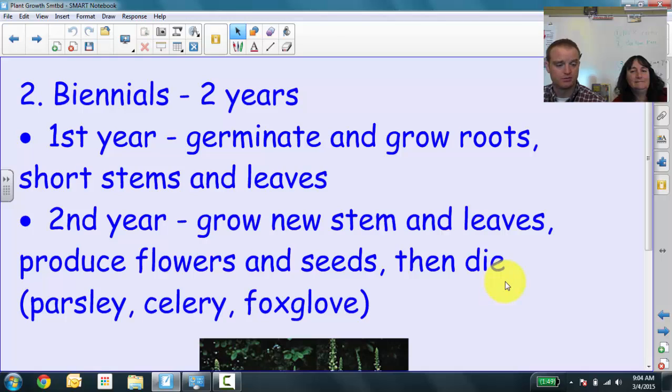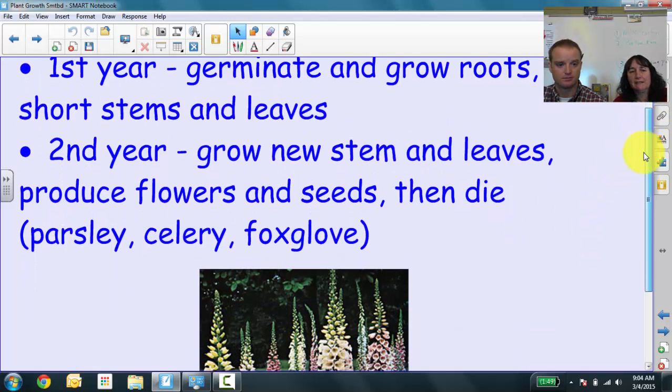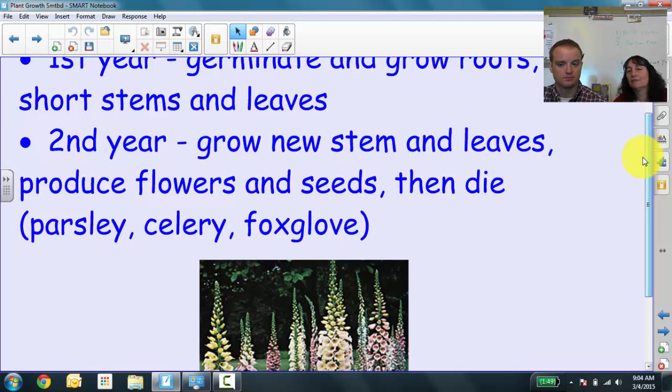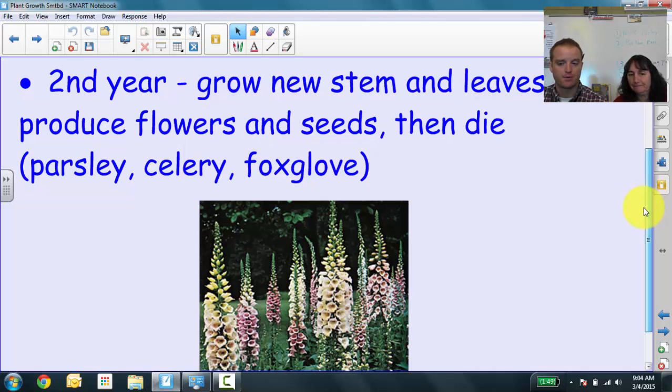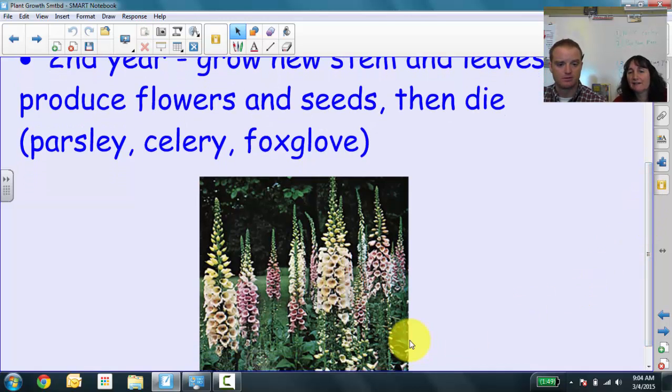There are others. A biennial, and that's when it lasts 2 years. So the first year it germinates and grows its roots, and it'll usually be a short plant. And then the second year it actually grows a new stem and leaves, but the same root. And then it produces its flowers and seeds, and then it will die. Okay. So parsley, celery, foxglove, and also garlic mustard, one of the invasive plants. That's a biennial. So you see a bunch of those here in the spring, unfortunately.